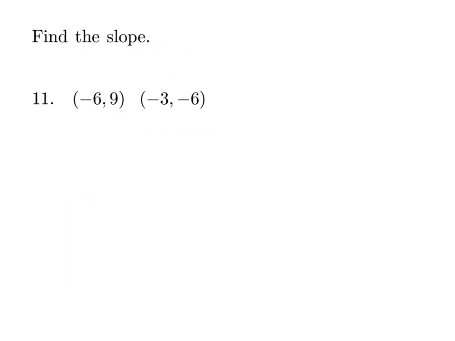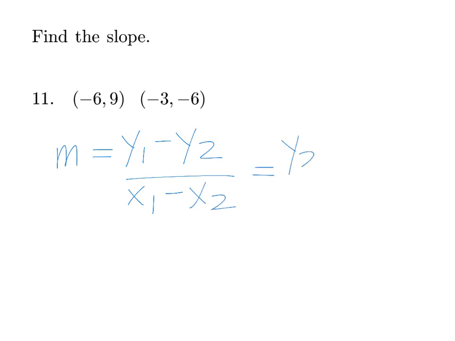All right, find the slope. For this problem, we're going to use the slope formula, y1 minus y2 over x1 minus x2. You may have remembered it this way. It doesn't matter which way you do it, just as long as the y's are on top and the x's are on bottom and you're consistent between the first point and the second point.